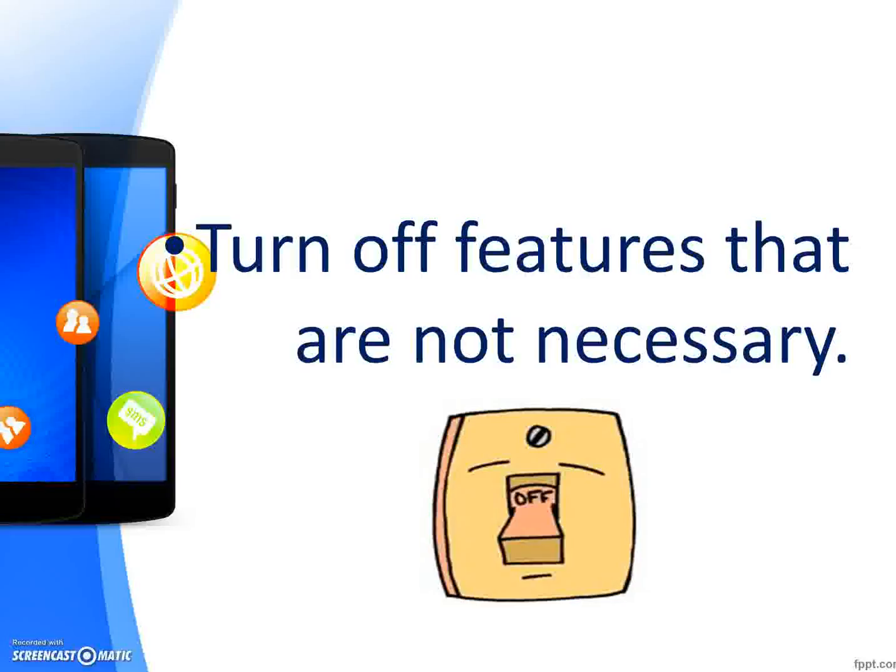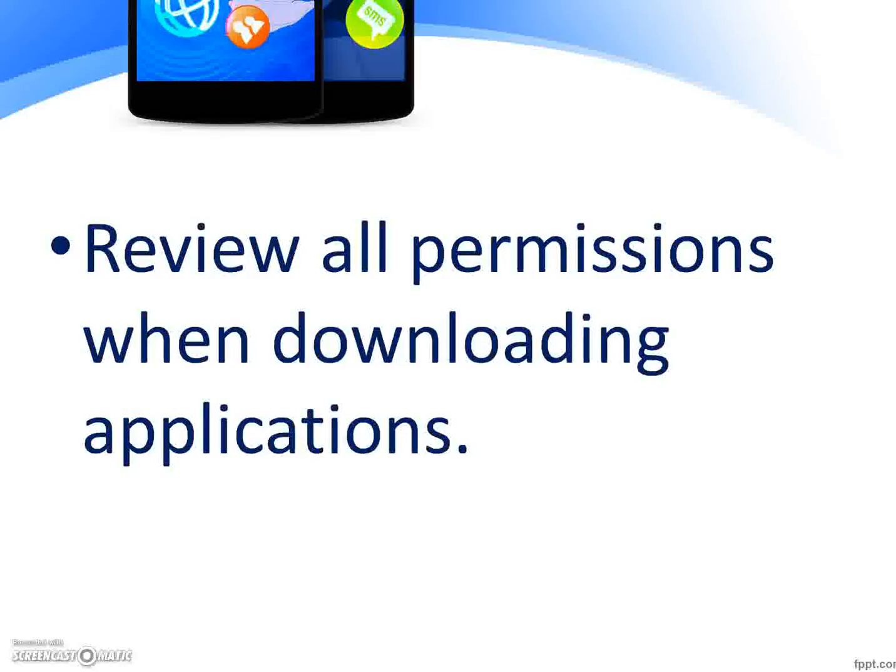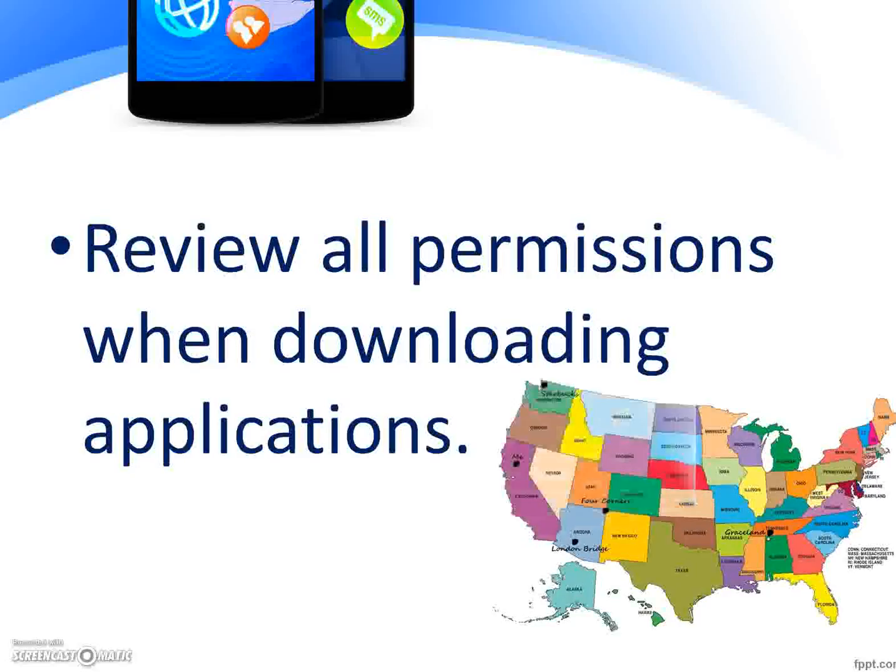Next on our list, it is always important to review all permissions when downloading applications. This is a way of safeguarding against applications accessing phones in a manner that is unacceptable by users. For example, some applications ask to access your location, and they will track you everywhere you go. So it is important to look at all of the permissions when you're downloading applications to see if they are acceptable and within your policy guidelines.